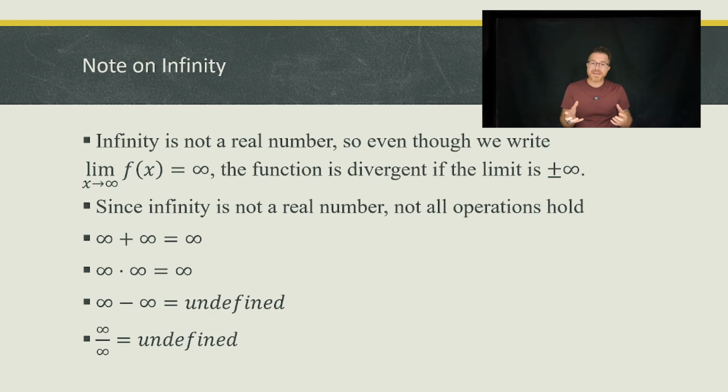If I can add infinities, right? Infinity plus more infinity would still be infinity. Infinity times infinity would just be infinity. But what does it mean if I have infinity and I subtract infinity from it? In this case, it doesn't really make any sense, so this would be undefined. Similarly, if I have infinity and I divide by infinity, this really doesn't make any sense either, so again, this would be an undefined outcome.